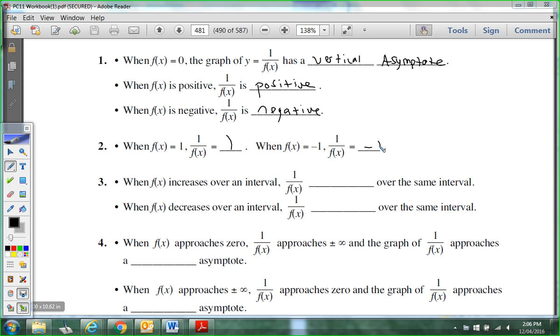Now here's a tricky one. You might want to look at the picture from before if you'd like. But when f of x increases over an interval, 1 over f of x decreases. Okay, so they kind of flip in terms of increase versus decrease. When f of x decreases over an interval, then 1 over f of x increases. Okay, when f of x approaches 0, 1 over f of x approaches plus or negative infinity, the graph of 1 over f of x approaches a vertical asymptote, and then the horizontal is this one.